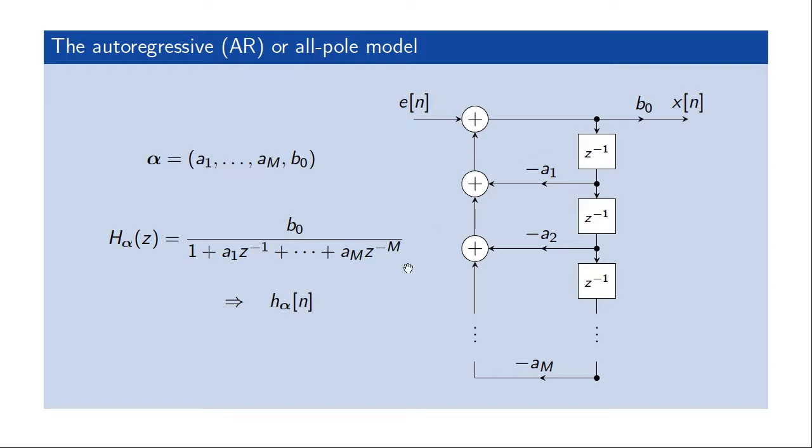So for the AR model, we know that the transfer function is given by B0 divided by this polynomial in the feedback coefficients and Z. And as in the previous case, we can in principle invert this transfer function in order to obtain the impulse response of this system and use that in our modeling.